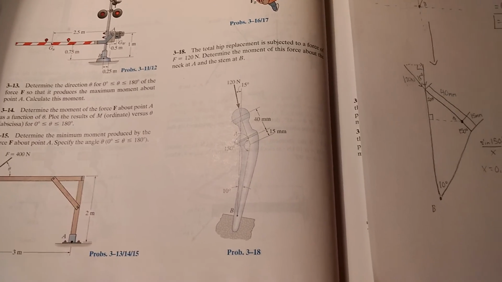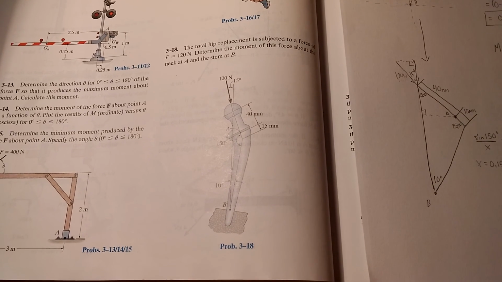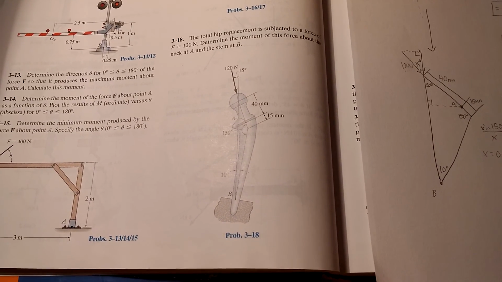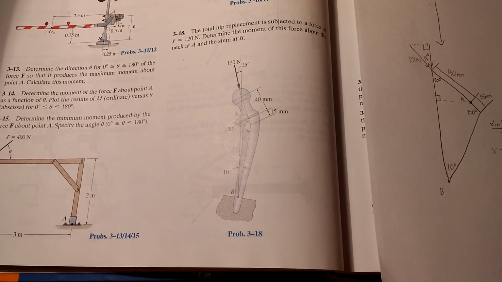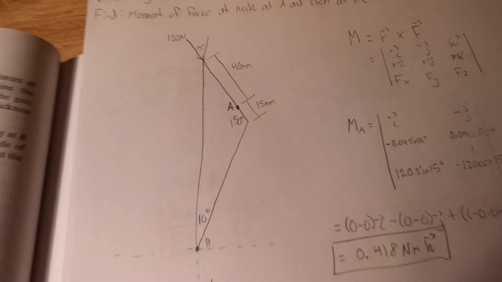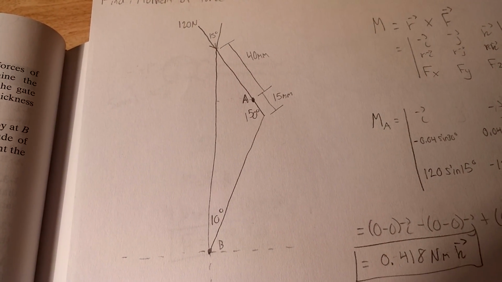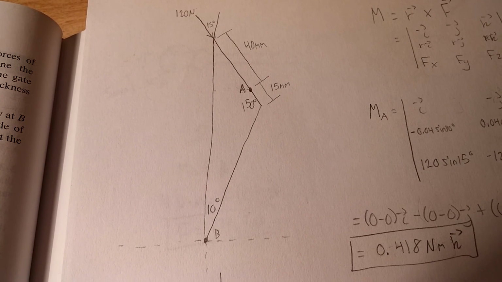Okay, problem 3-18. The total hip replacement is subjected to a force of F equal to 120 newtons, and we have to determine the moment of the force about the neck at A and the stem at B. So I went ahead and copied a really poorly drawn, bare bone picture of everything they gave us, just to get something down to start working.